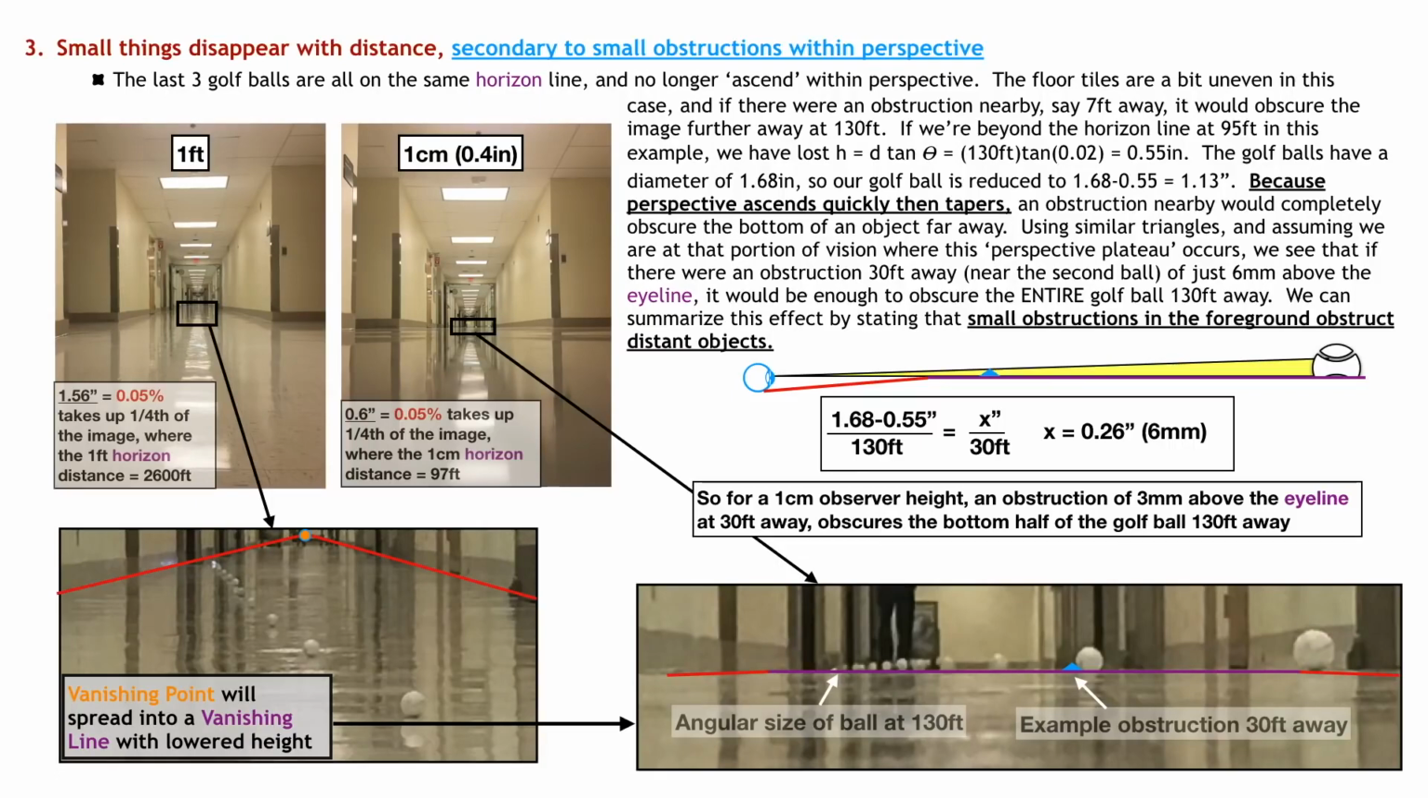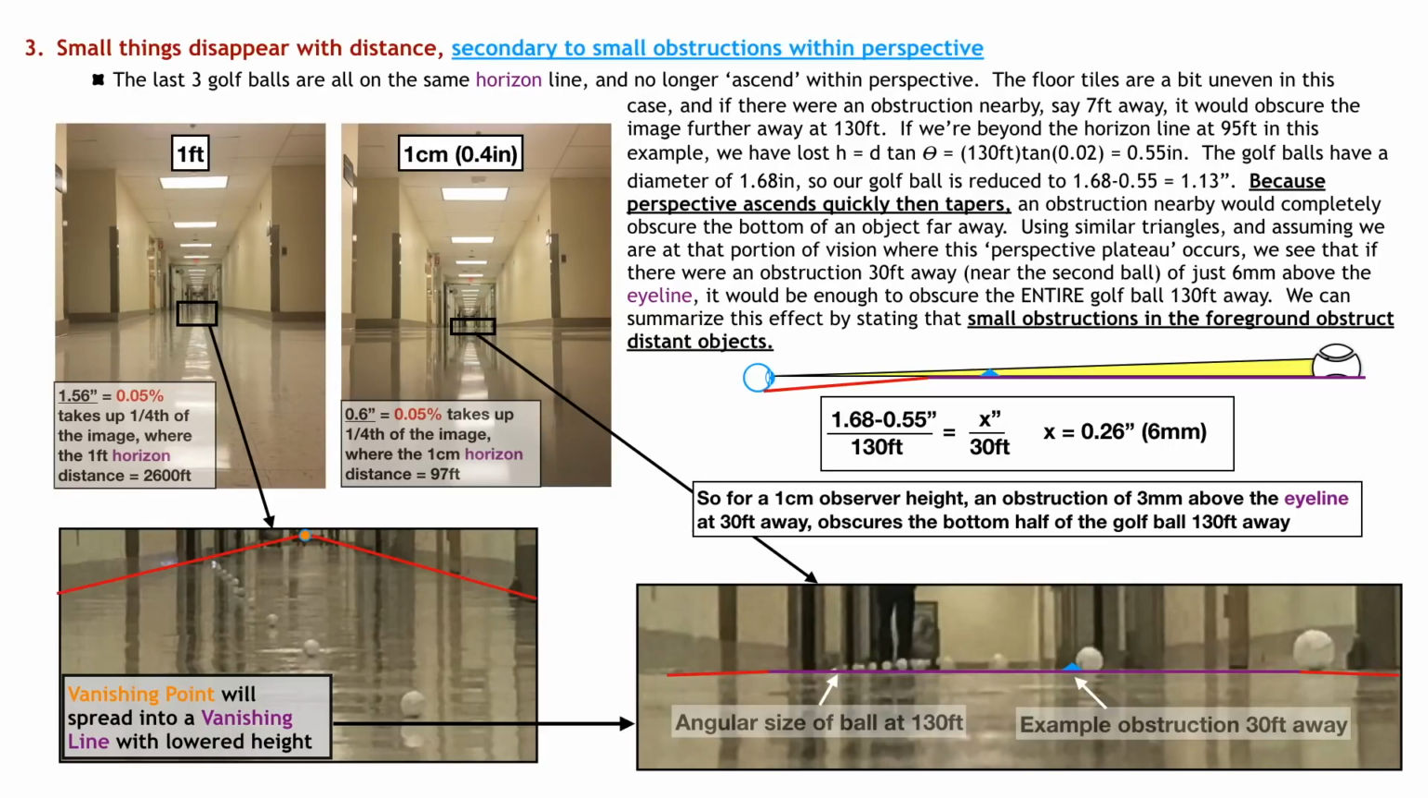So because perspective ascends quickly and then tapers, an obstruction nearby would completely obscure the bottom of an object far away. Using similar triangles, and assuming we are at the portion of vision where this perspective plateau occurs, again, typically beyond 20 feet or so, we see that if there were an obstruction 30 feet away, near that second golf ball, or just 6 millimeters above the eye line, it would be enough to obscure the entire golf ball 130 feet away. So we can summarize this effect by stating small obstructions in the foreground obstruct distant objects.